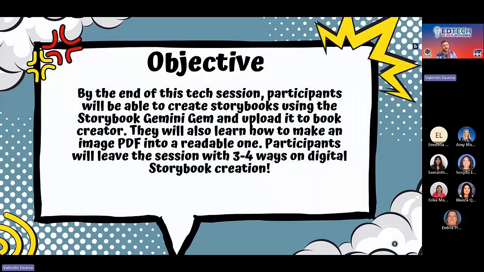The objective for this training is that by the end of this tech session, you will be able to create storybooks using the Storybook Gemini gem that I was discussing, and upload it into Book Creator. Then you will also be able to learn how to make an image PDF into a readable PDF. Sometimes we have our PDFs and we're trying to select the text and it's not selectable to be able to copy and paste. Well, using the OCR feature on Adobe will allow you to do that, and I'll show you that as well.